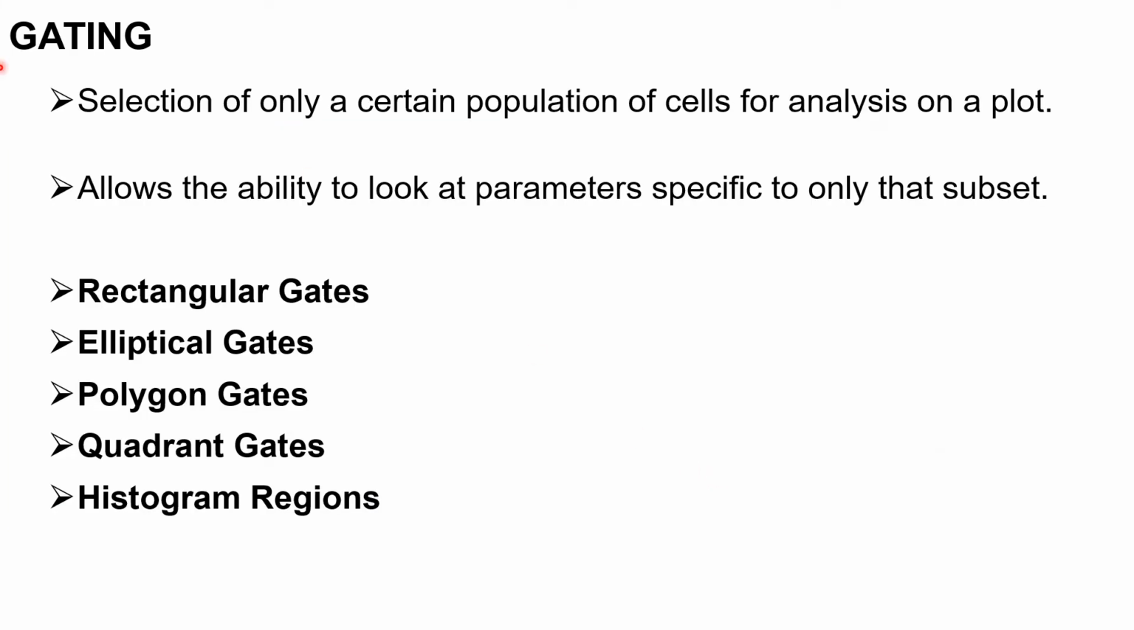Gating is the selection of only a certain population of cells for analysis on a plot. That is, it allows the ability to look at parameters specific to only that subset. Here are different types of gating: rectangular gates, elliptical gates, polygon gates, quadrant gates, histogram regions.